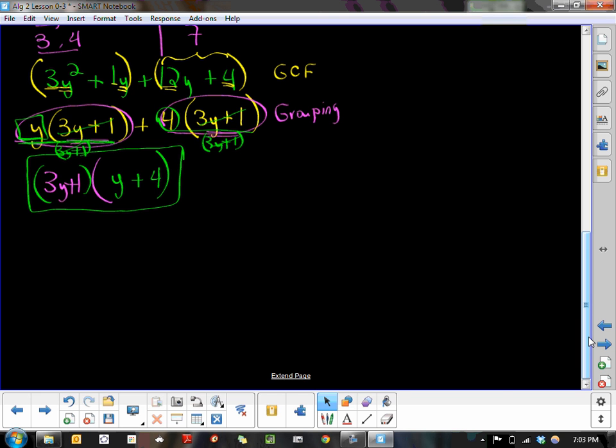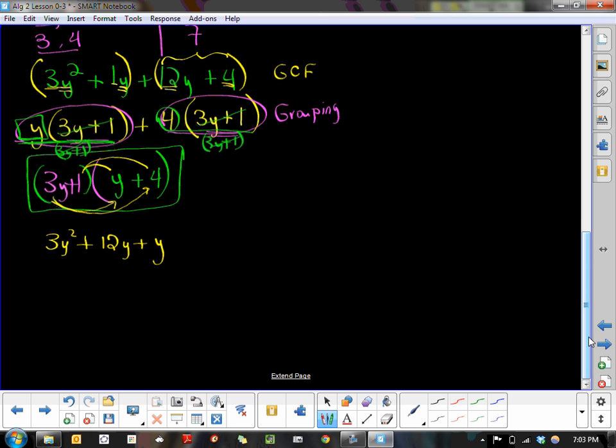To make sure that we have it correct, let's try our FOIL. Let's try our first terms. Our first terms together are 3y times y, or 3y squared. We take 3y times 4, our outermost, and that is 12y. We do our innermost two, and that is 1 times y, or just y. We do our last two, which is 1 times 4, which is 4. And then we collect our like terms, 3y squared plus 13y plus 4.